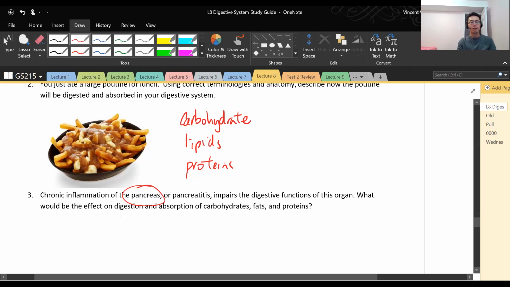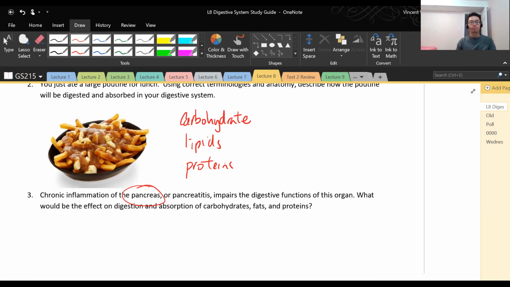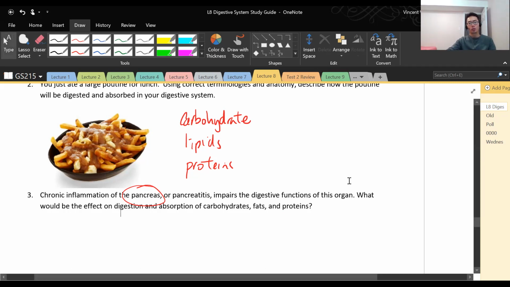Also, if you don't have the pancreatic juice, you might not be neutralizing the chyme properly. So you might have a little bit of a duodenal ulcer going on, right? You might irritate the lining of your duodenum, and that certainly could hurt.